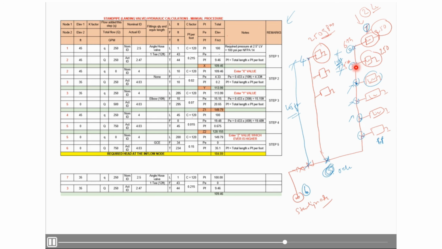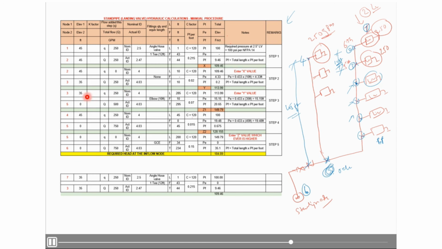psi. So in order to achieve this 100 psi at the remotest landing valve, we need to have 109.46 at node 2 and 113.99 psi at node 3. Now similarly you need to check for 3 to 5.